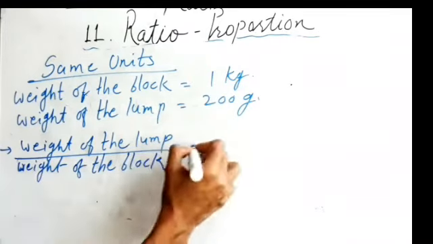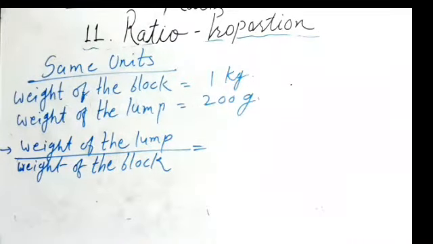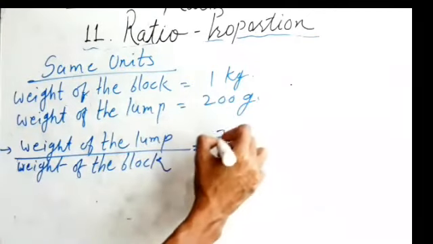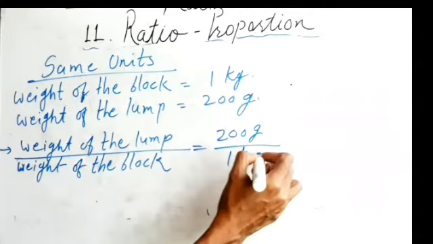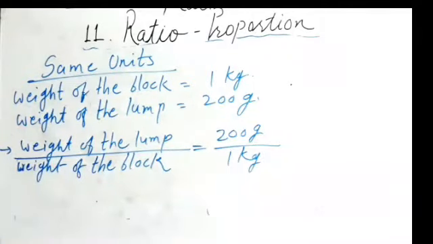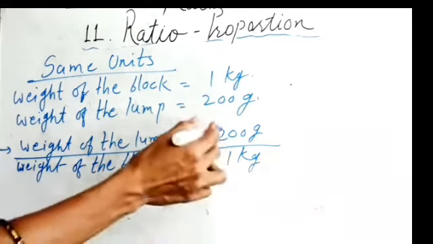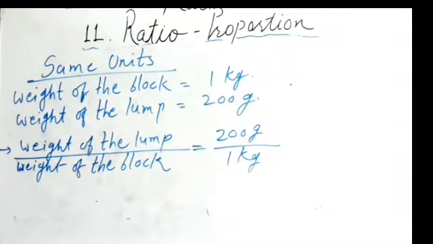So, can I write it directly? Weight of the lump is 200 gram and weight of the block is 1 kilogram. And I can say 200 is to 1. Is this right? No. Why? Because can I say that the weight of the lump is 200 times that of the weight of the block? No.